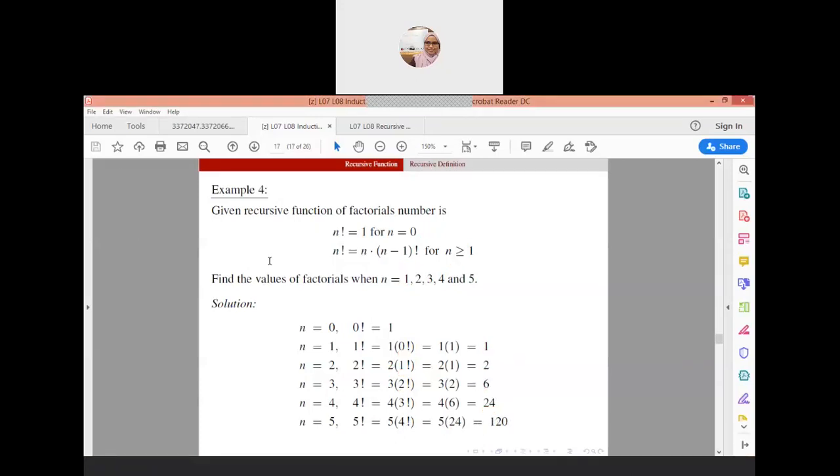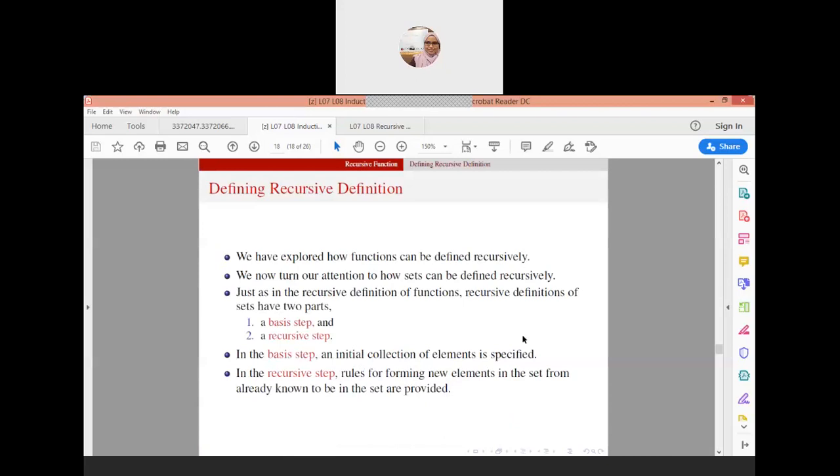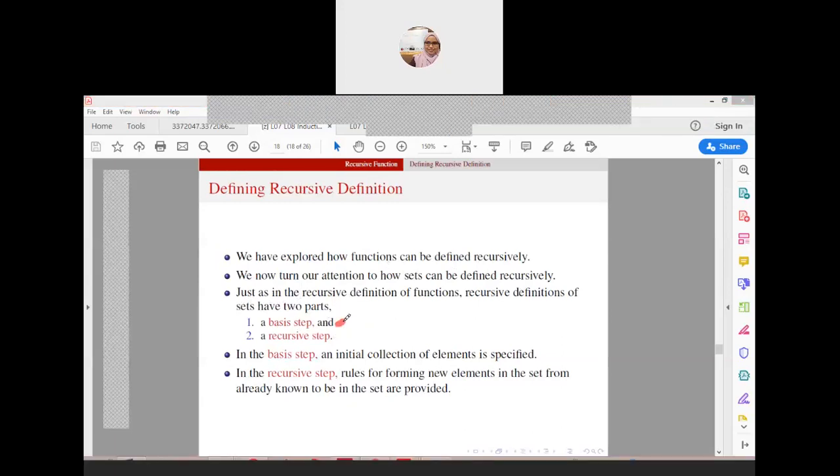This is how we can get the set of values. Okay, so now here is how we can create the recursive function. How can we create the rule for a recursive definition? We have explored how functions can be defined recursively. We now turn our attention to how sets can be defined recursively. Just as in the recursive definition of functions, recursive definitions of sets have two parts, which are the basis step and the recursive step.